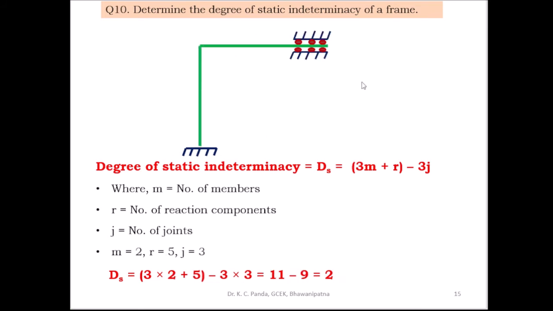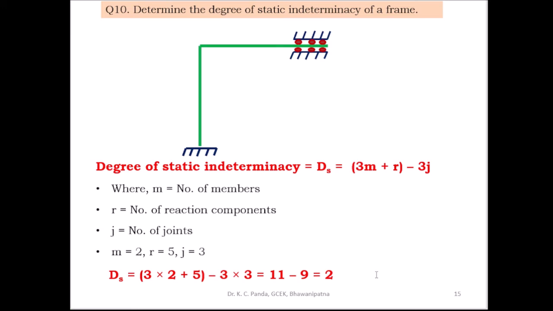And coming to another example, determine the degree of static indeterminacy of a frame. So here this is a fixed end, and this is the sliding support. Here there are 3 reaction components, and here there are 2 reaction components. So the total number of reaction components is equal to 5, the total number of members is equal to 2, and the total number of joints is equal to 3. Then find out the degree of static indeterminacy. 3 into 2 plus 5 minus 3 into 3. 11 minus 9 is equal to 2. So the degree of static indeterminacy is equal to 2.